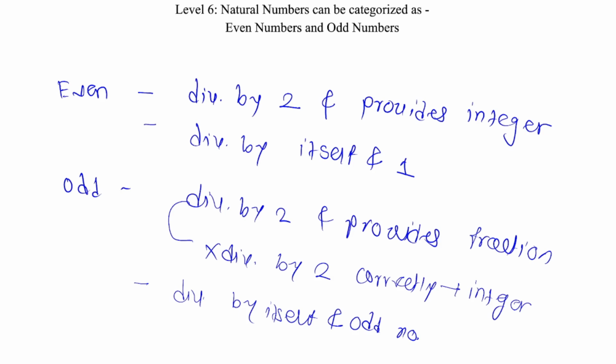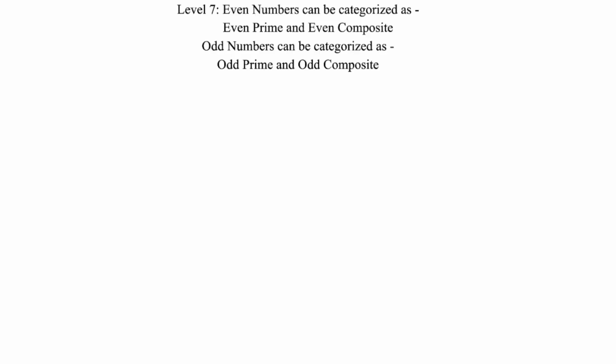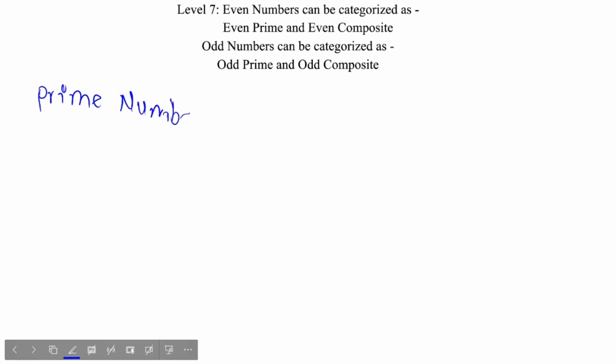Now let's move to the next level. The next level is even prime, even composite, odd prime and odd composite. Before going to these categories, let's first understand what a prime number and a composite number are. So friends, what is a prime number? A prime number has a unique definition, it is a unique category, and also an interesting category.